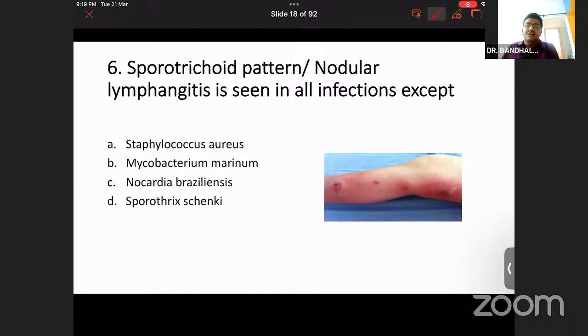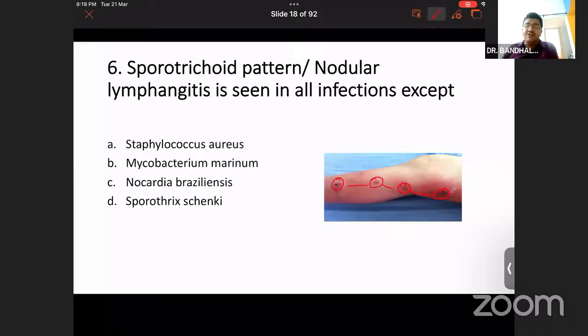Okay. Sixth question: sporotrichoid pattern or nodular lymphangitis is seen in all infections except. Here in the image, in the leg, it is beautifully shown. There are multiple papules with crusting in a linear pattern. This is lymphatic spread or sporotrichoid spread. The options given are Staphylococcus aureus, Mycobacterium marinum, option C, Nocardia brasiliensis, and Sporothrix schenckii.